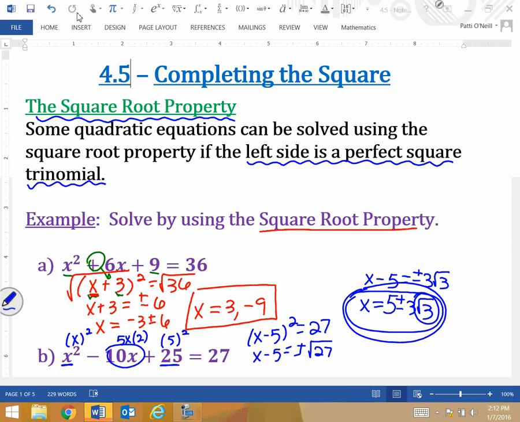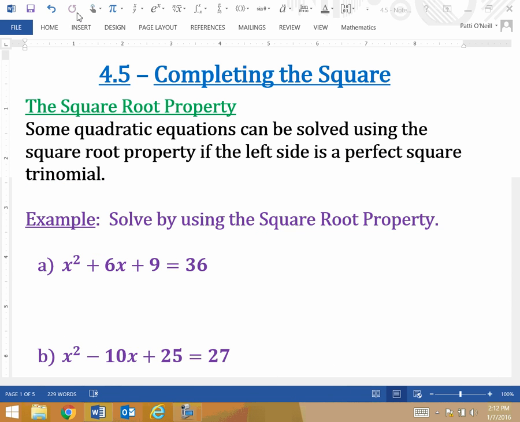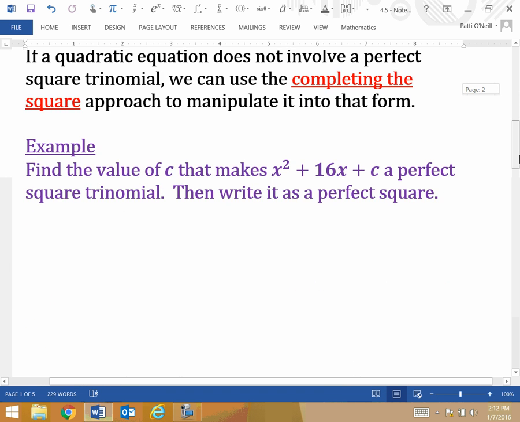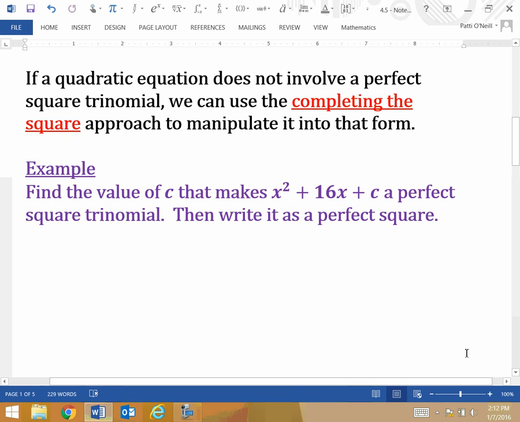So we can talk a little bit further about that if you have questions in class about what I did here on the screen. But this idea of the square root property is going to be used as we go through this process of completing the square. So if I move on to the next screen, if a quadratic equation does not involve a perfect square trinomial, we can use the completing the square approach to manipulate it into that form.